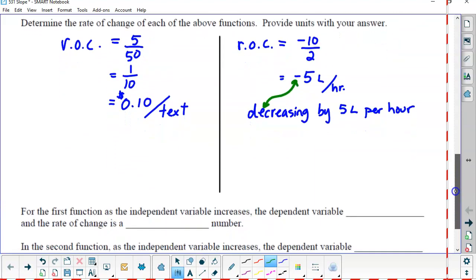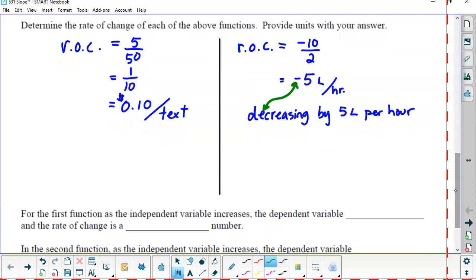Right, so then it says, for the first function, as the independent variable increases, so as your x values are getting bigger, what happens to the y values? So in this case, as the number of texts increases, does the cost increase? Yeah, it's not going to get lower, that's for sure. So the dependent variable increases. And the rate of change is a positive number.